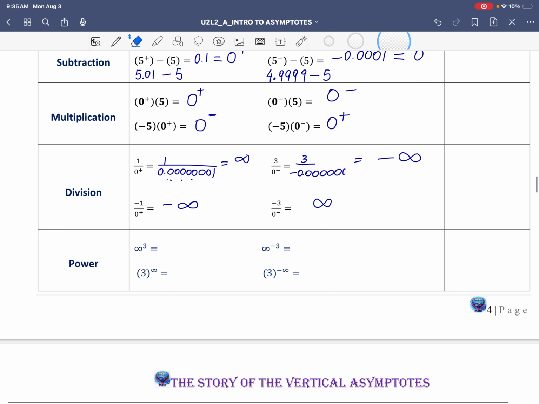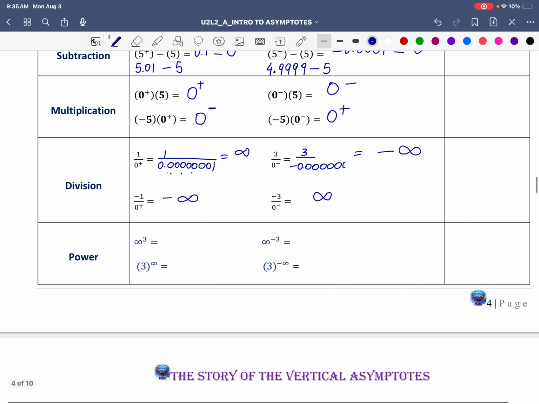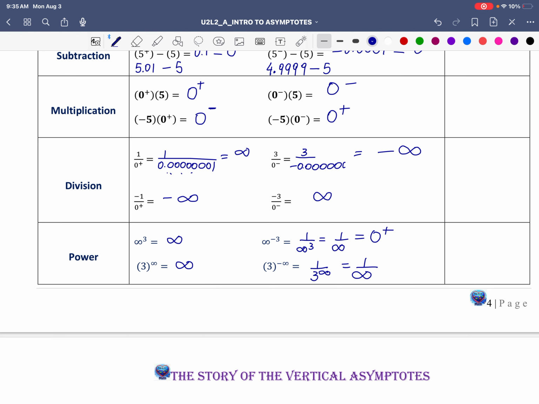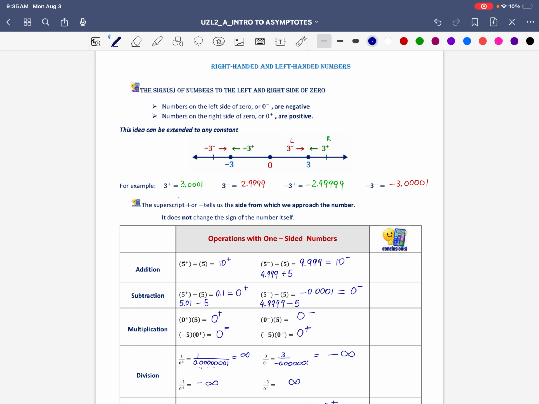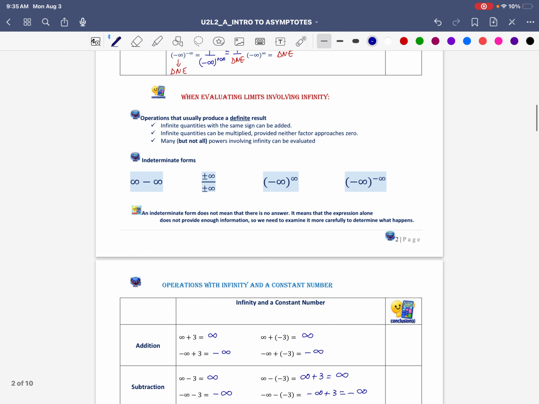Now, lastly, we're going to talk about the power. So infinity to the power of 3, that will be infinity. Infinity power negative 3, that would be equal to 1 over infinity power 3, that would be equal to 1 over infinity or 0 plus. 3 to the power of infinity will make infinity, a very large number, and 3 to the power of negative infinity will be 1 over 3 to the power positive infinity, which is basically 1 divided by infinity or 0 plus.